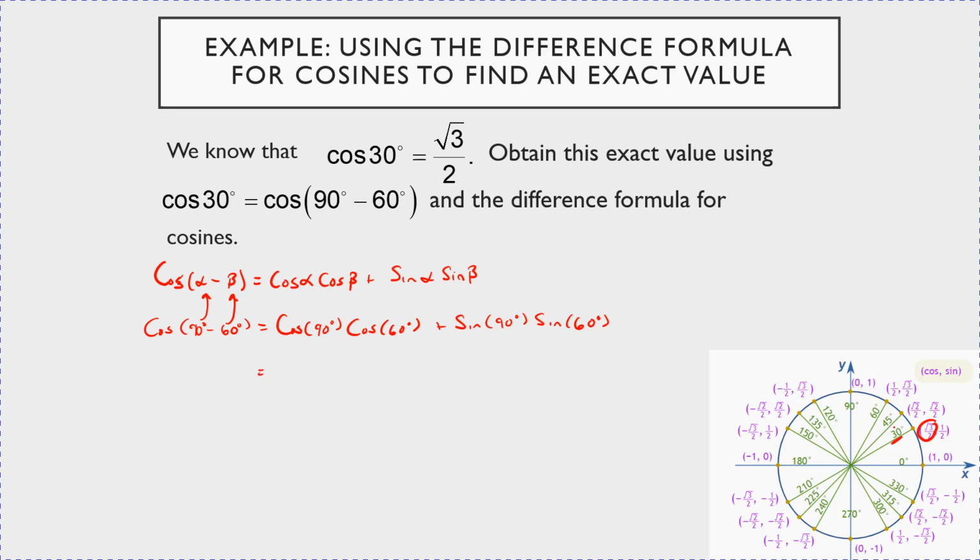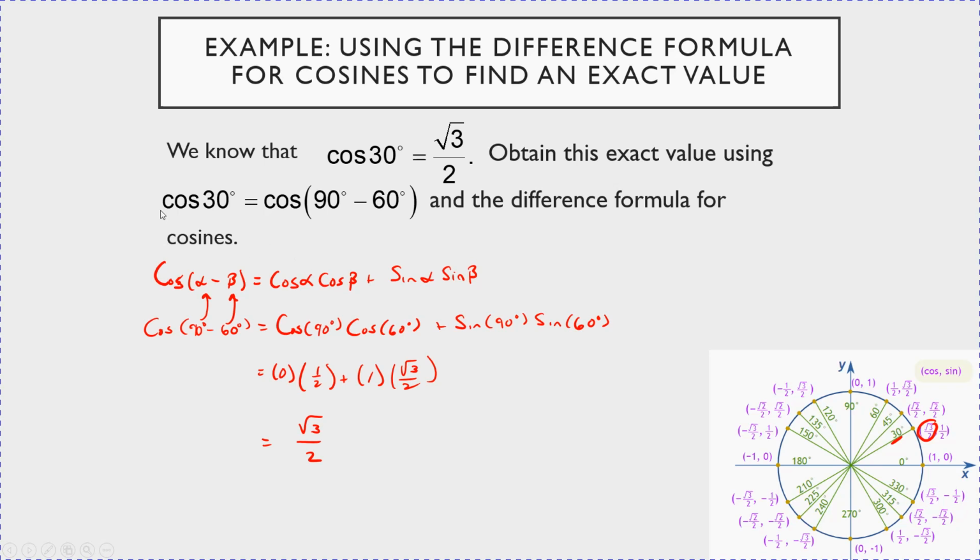Now let's look at our unit circle. What exactly is cosine of 90 degrees? That's 0. Cosine of 60 degrees is 1/2. Plus sine of 90 degrees, which is 1, and sine of 60 degrees is square root of 3 over 2. So 0 times 1/2 goes away, and 1 times square root of 3 over 2 remains. Using this formula, we got the exact same thing. So this formula absolutely works.